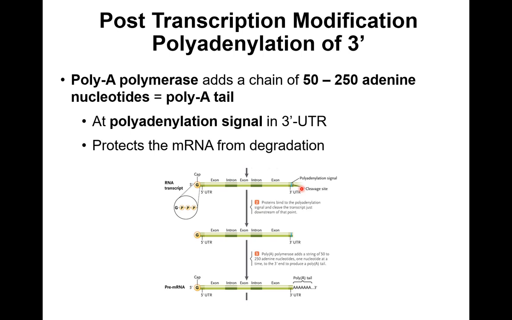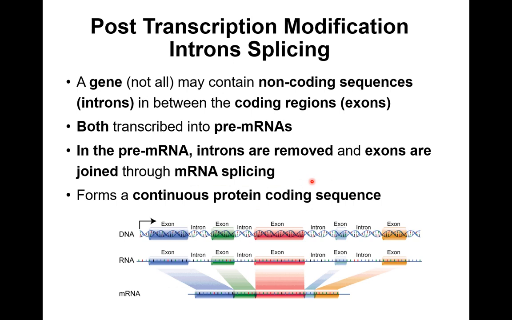Again, the function of this 3' modification is to prevent this messenger RNA ultimately to be degraded too fast once it gets into the cytoplasm. It increases the life. This final RNA, by the way, could last a few minutes, sometimes even a few seconds, all the way to hours. So it depends on the RNA itself.